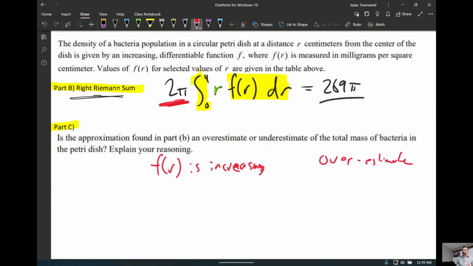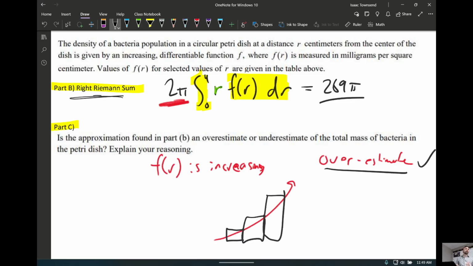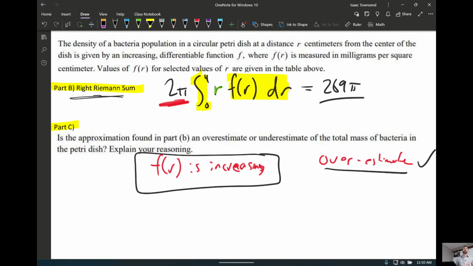And the way you could figure that out real quick is you could say, well, I knew it had something to do with increasing, decreasing. If it's increasing, from the right, draw to the left, from the right, draw to the left, from the right, draw to the left. You can figure out that it's an overestimate just by making a quick example, but this is your justification. They expect you to say because the function is increasing. That's why it's an overestimate.